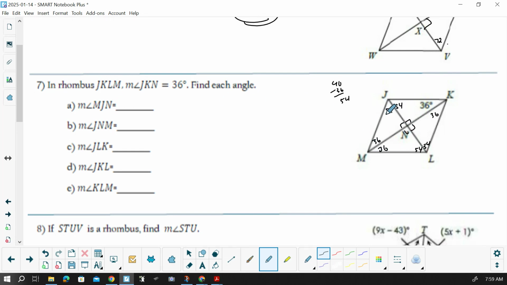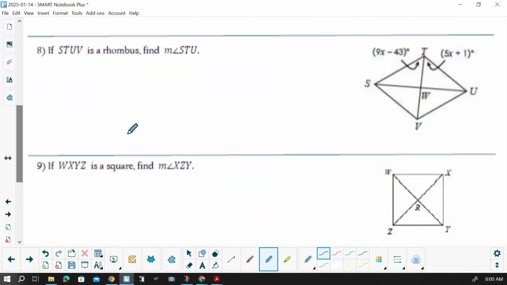MJN, 54. JNM, that's right there, 90. JLK, 54. JKL, that's these two together, right? JKL, 36 plus 36 is 72. KLM, that's both these together, 108. That's number 7.